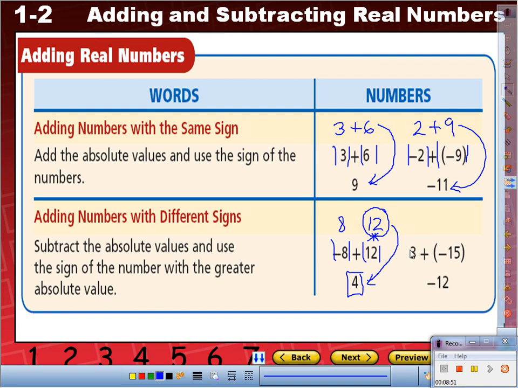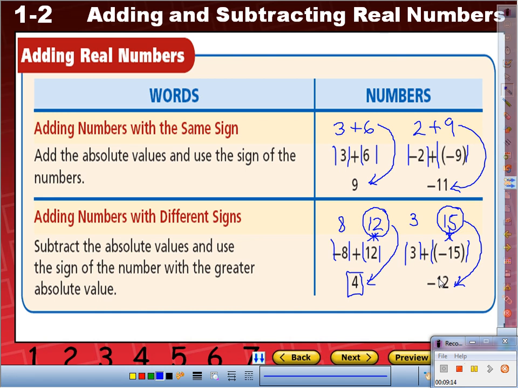Okay. Let me show you this one. Absolute value of 3 is 3. Absolute value of negative 15 is 15. Since they're opposite signs, I'm going to subtract, but I need to circle the greatest absolute value. 15 minus 3 gives us 12, but what was the sign originally of the greatest absolute value? It was negative, that's why this is a negative 12. Everybody see how that works? Okay, so now it's coming back.